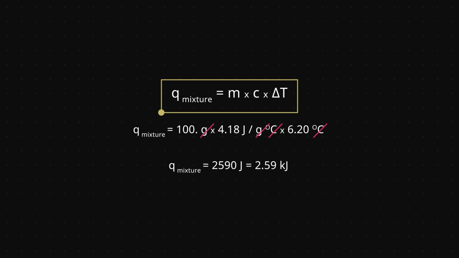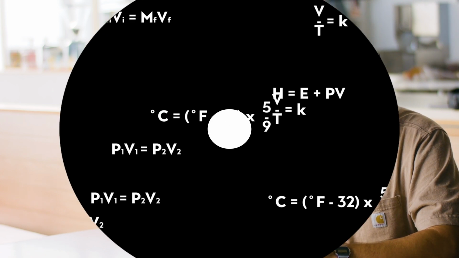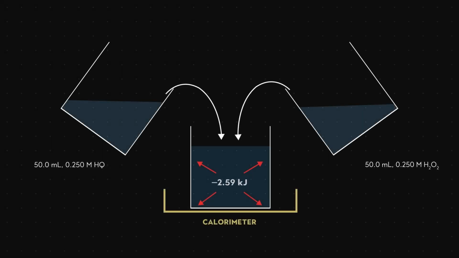2,590 joules. Since the solution absorbed 2,590 joules, the reaction must have given off that same amount of 2,590 joules, or 2.59 kilojoules. This is an exothermic reaction, so Q of reaction is equal to negative 2.59 kilojoules. Therefore, the negative sign indicates that the energy is released.